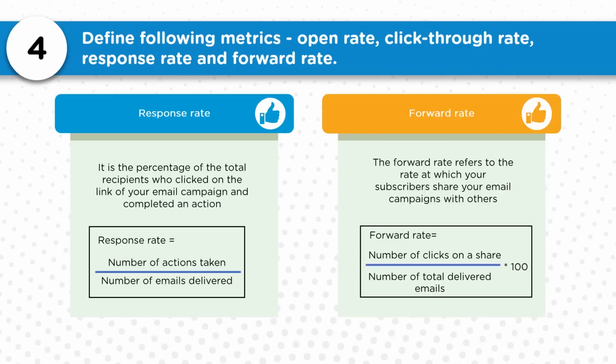And then a forward rate. Simply, the forward rate refers to the rate at which your subscribers share your email with others, friends, family, etc. And you may have that as a call to action in your email. In fact, that's a best practice. So it's just the number of clicks on a share divided by the total number of delivered emails, and you're going to multiply that by 100 to get the percentage. And so most email marketing platforms do measure forward rate.